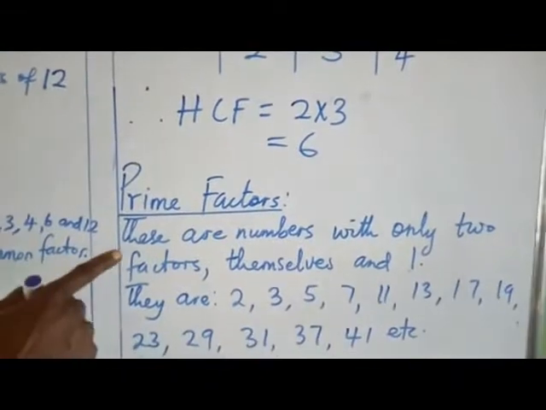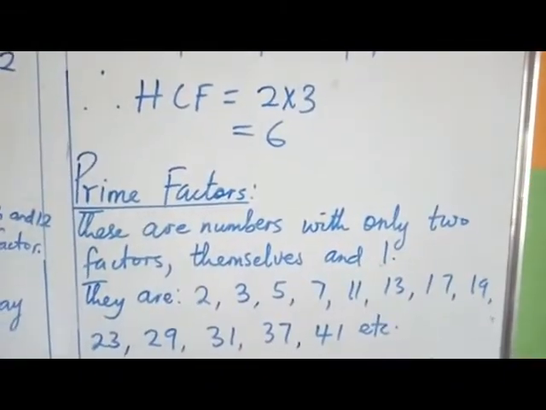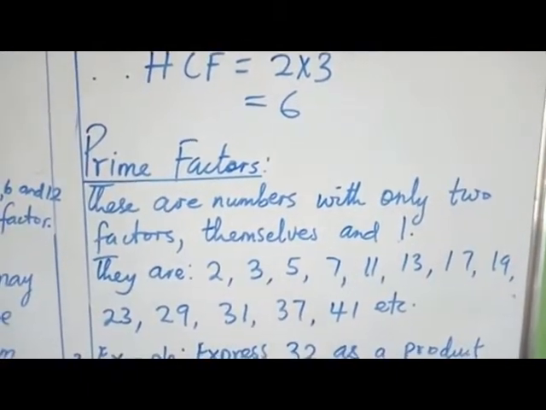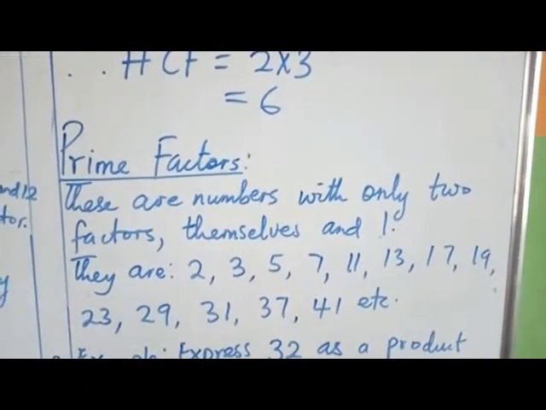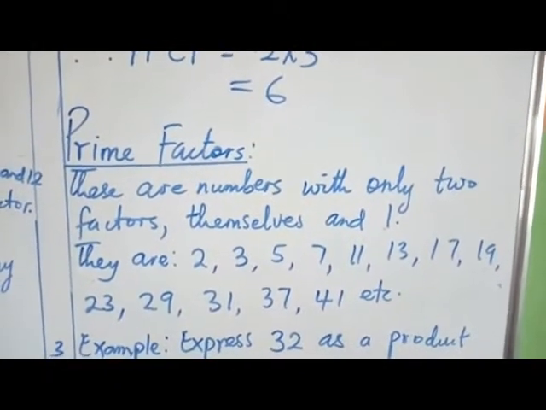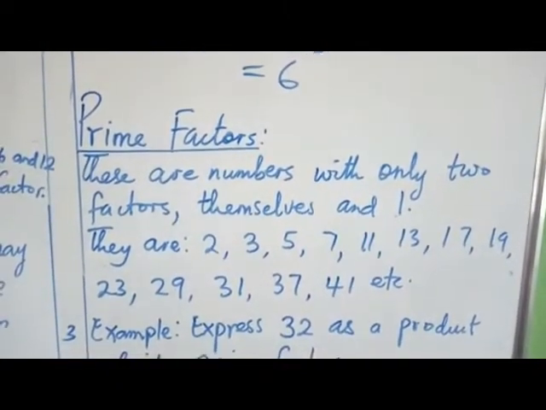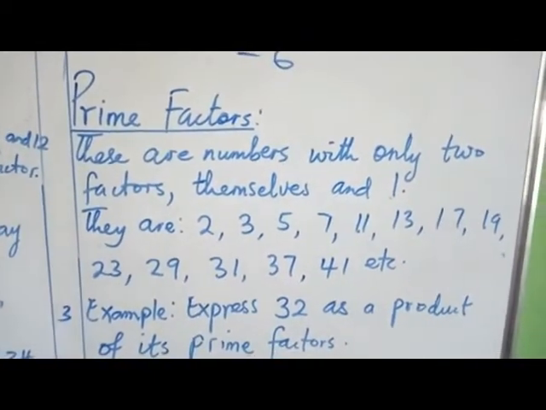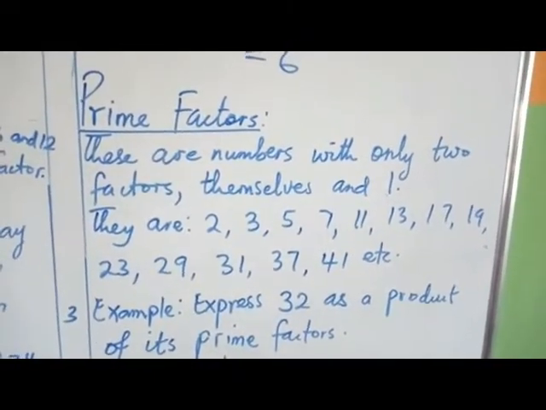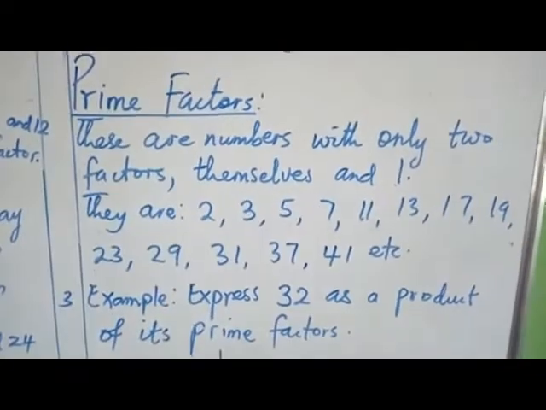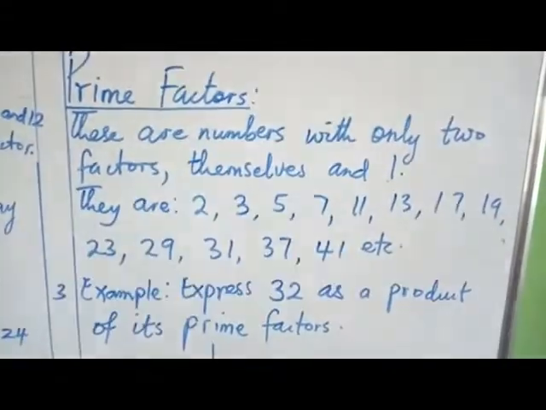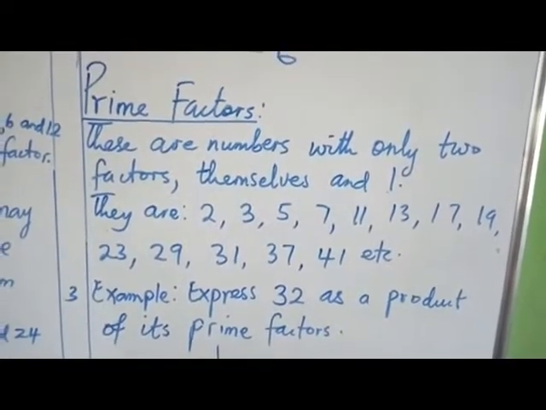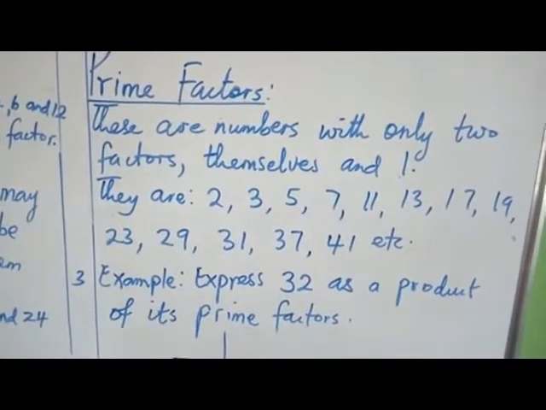So having known this, let's quickly look at what are prime factors. We say that prime factors are numbers with only 2 factors, themselves and 1. The condition is that there must be 2 factors, themselves and 1. Any number that has more than 2 factors or less than 2 factors is not a prime number. So from the list of numbers that we have from 0 to infinity, these are some of the prime numbers. We have 2. 1 is not prime. Reason is that 1 has only one factor. It does not have another factor. That's why we don't include 1 as a prime number.